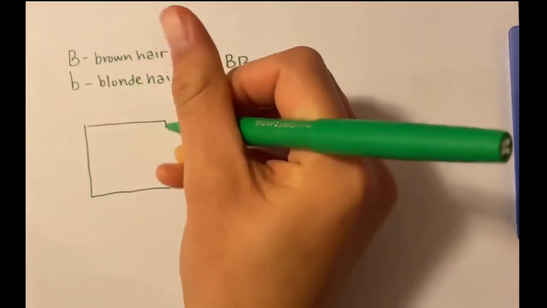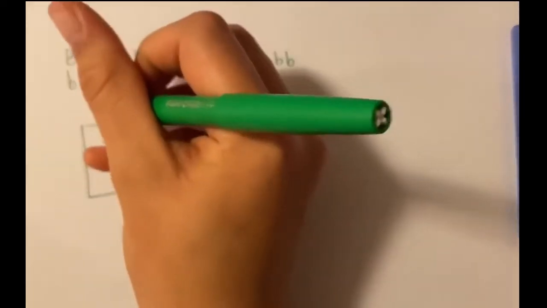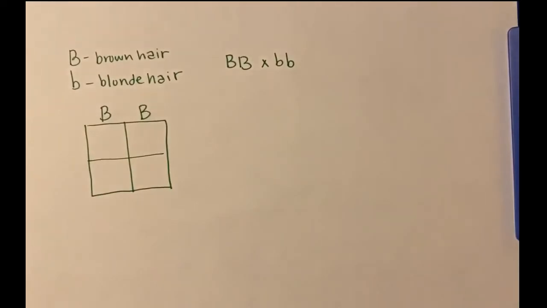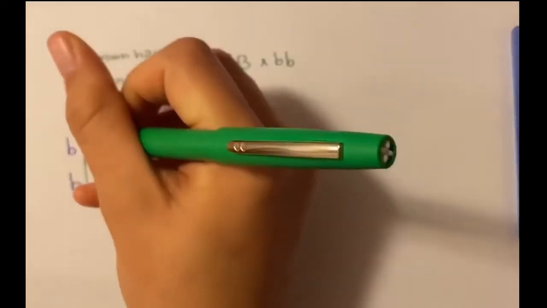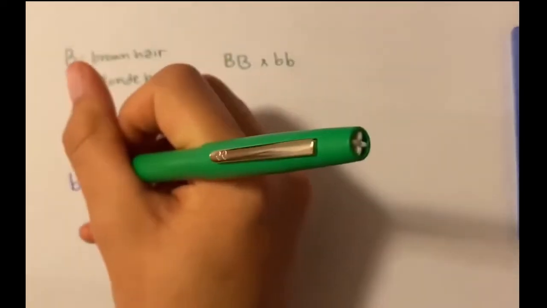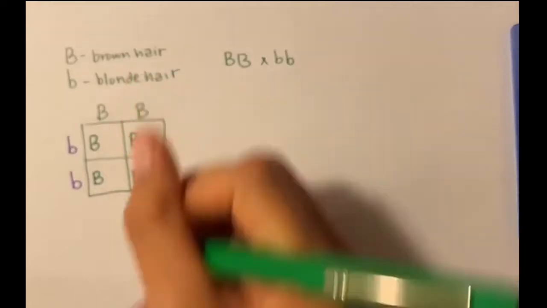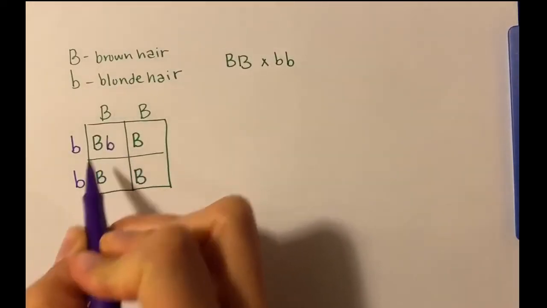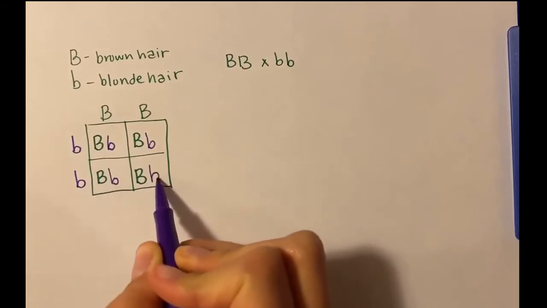So draw a square and divide it into 4 equal squares. Write one parent's genotype on top and the other parent's genotype on the left. Bring one of each allele at the top into the empty boxes below it. Bring one of each allele on the left into the empty boxes to the right. And there you go. You just created your first Punnett square.